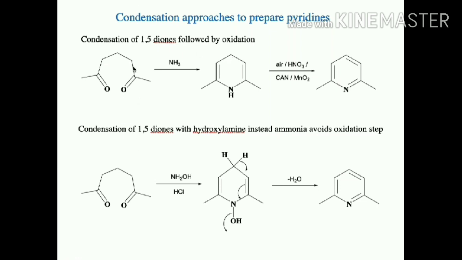In these two, the starting material is 1,5-dione, which combines with ammonia or hydroxylamine. If we use ammonia, we are going to get dihydropyridine. That dihydropyridine will undergo oxidation to give the corresponding pyridine. If we want to avoid the oxidation step, then if we replace ammonia by hydroxylamine, we can avoid that oxidation step, and in that case also we are going to get the corresponding pyridine. So this is by using 1,5-dione.